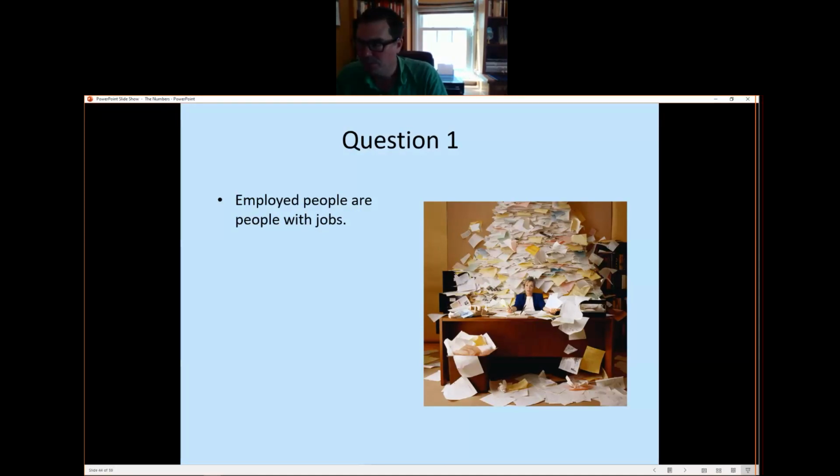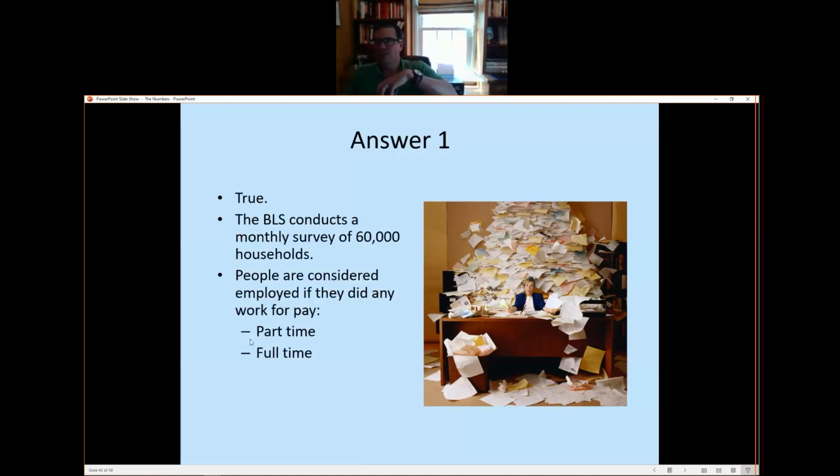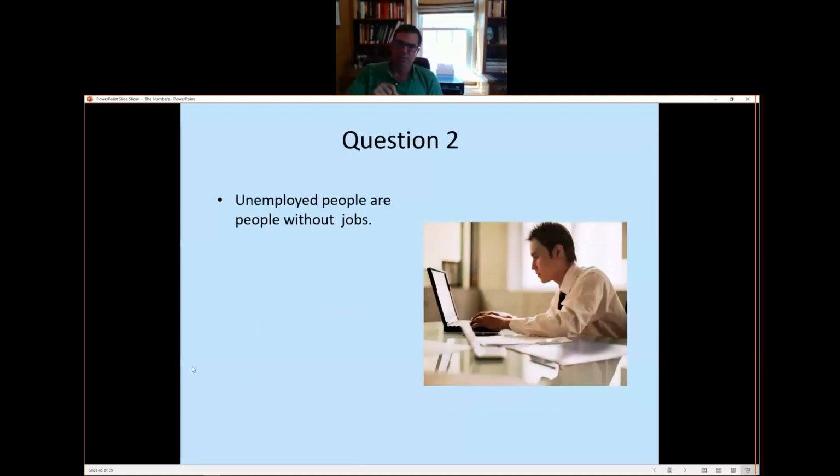So I would have asked you, employed people are people with jobs. That answer is true. If you have a job, the government counts you as employed. The BLS, the Bureau of Labor Statistics, does a monthly household survey of 60,000 residences, and if you're working part or full time, you are considered employed. So that's for sure true. Having a job means you're employed. That seems obvious. This also seems obvious, but it's false.